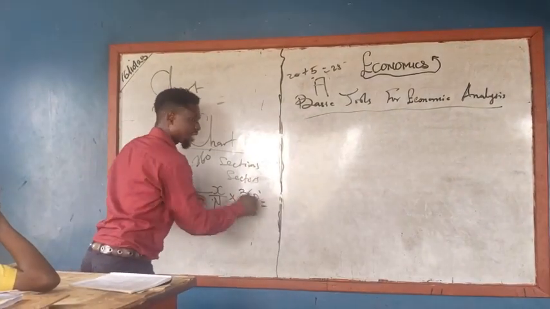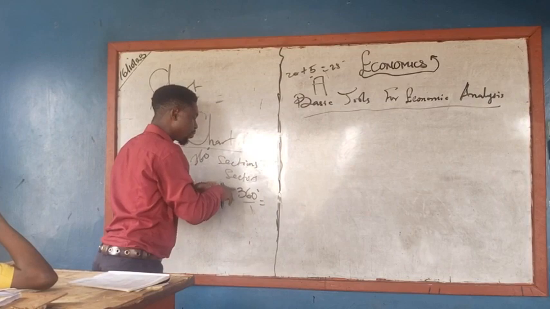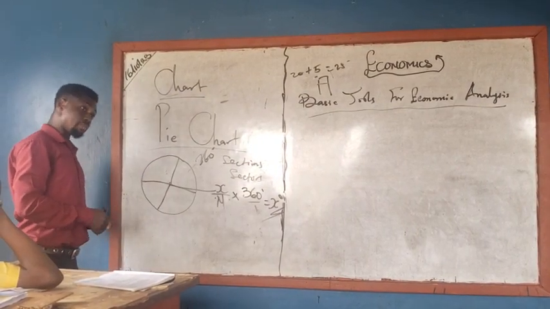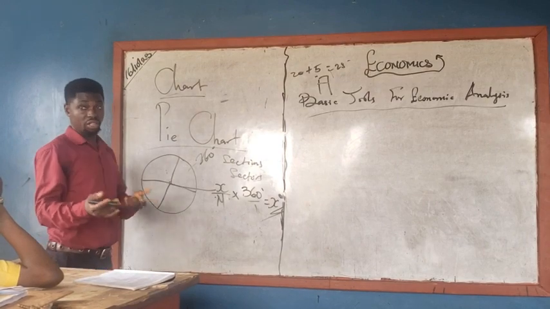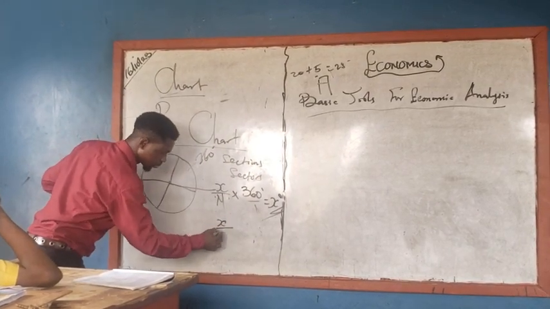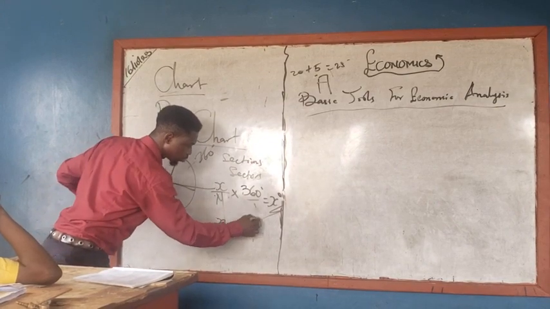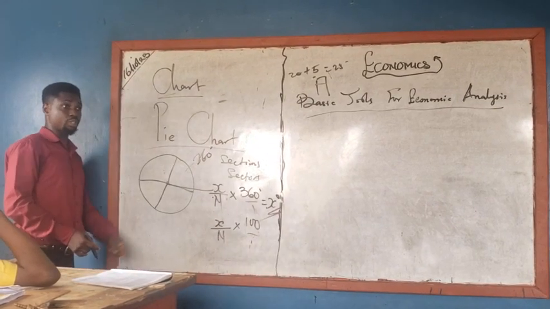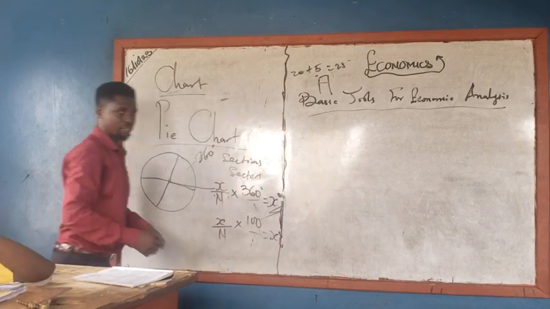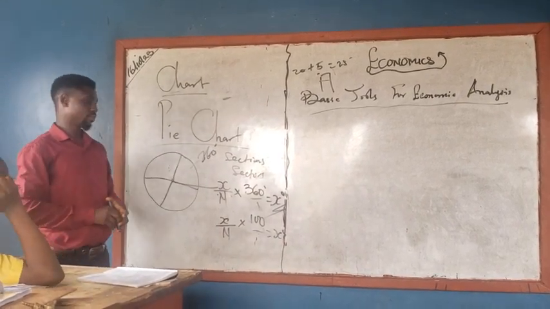So the final answer you get for every one of them will be in degrees. Are you getting my point? Yes. Percentage is the same thing, but this time around, instead of 360 you multiply with 100, so your final answer will be in percentage. I believe you understand this. Yes.